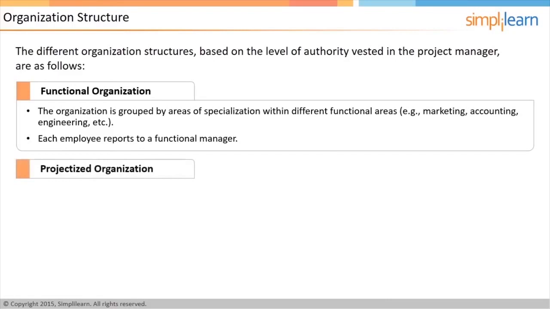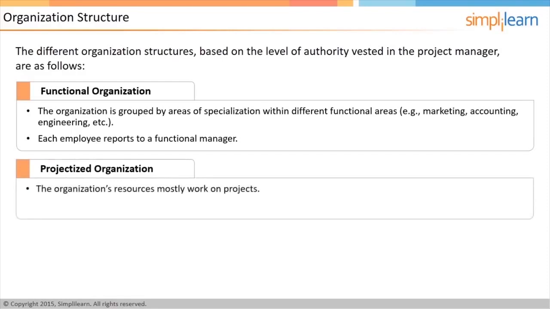The next type of organization is projectized organization. In such organizations, there are no departments. The organization's resources mostly work on projects. Team members report to a project manager. The project manager has complete control over the resources. When the project is completed, either they move on to another project or they look for some job outside the company. They do not have a department for themselves.